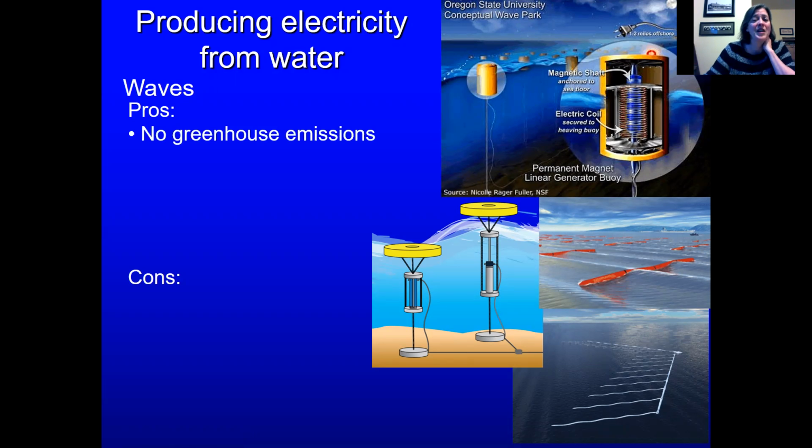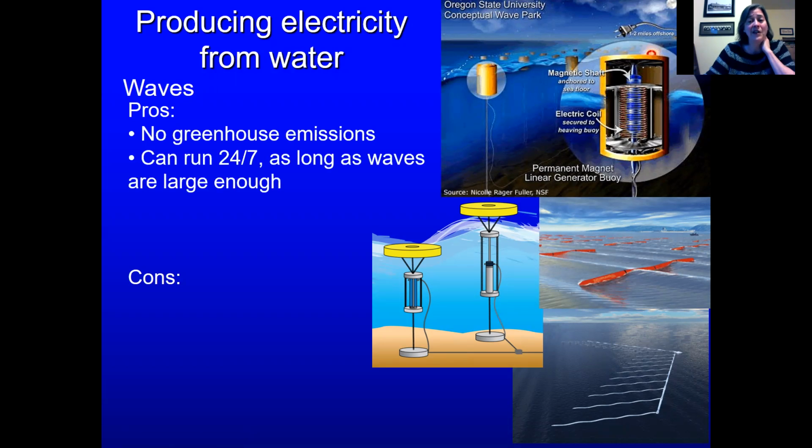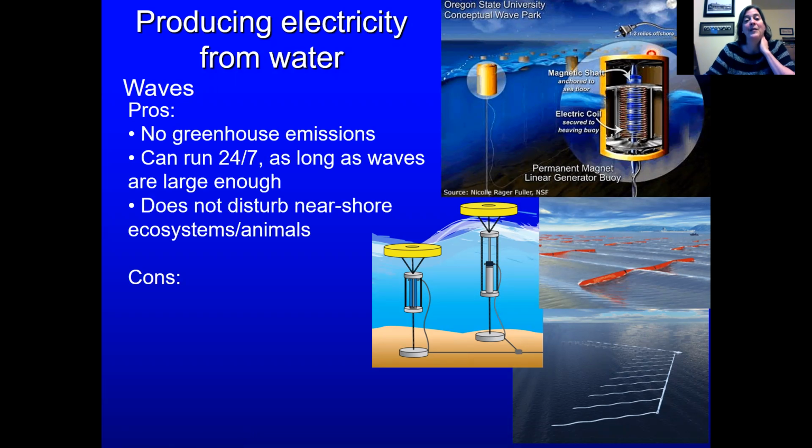So what are the pros? No greenhouse gas emissions. Waves go all the time. As long as the waves are large enough, you can be making that electricity. So again, it's not going to be 24/7 all the time, but it can run at night, which, say, solar power can't. It doesn't disturb nearshore ecosystems or animals. You could put these things way far offshore, and then you wouldn't worry about disturbing the tidal ecosystems, et cetera. So what are some cons?